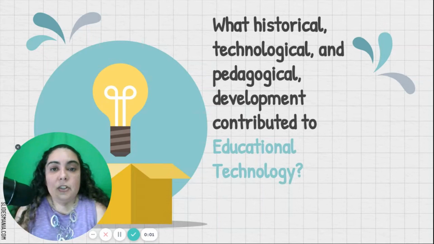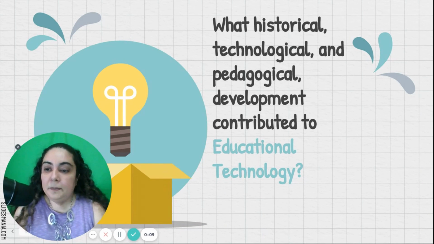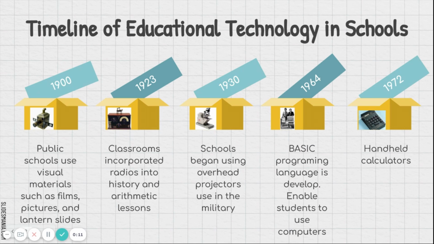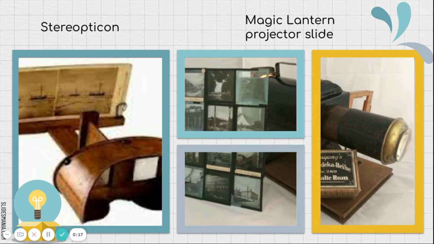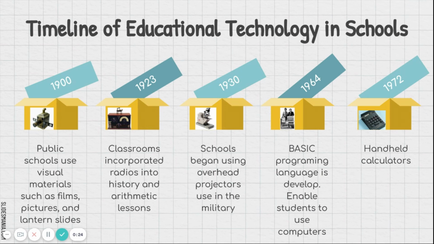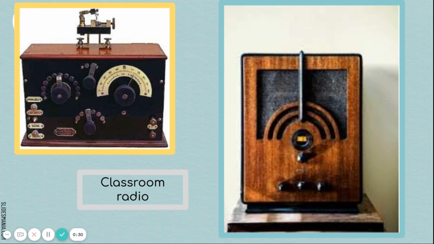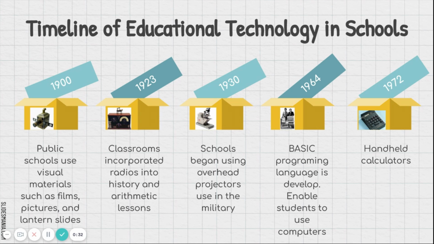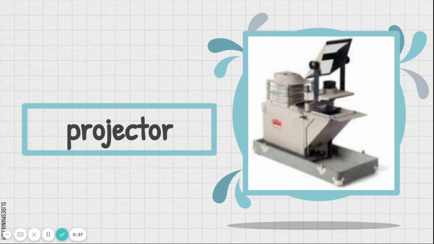In this section, we're going to talk about what historical, technological, and pedagogical development contributed to educational technology. In the 1900s, public schools used visual materials such as films, pictures, and lantern slides. Here we have the stereopticon and the magic lantern projector slide used during this time. In 1923, classrooms incorporated radio into history and arithmetic lessons. In 1930, schools began using overhead projectors used in the military.